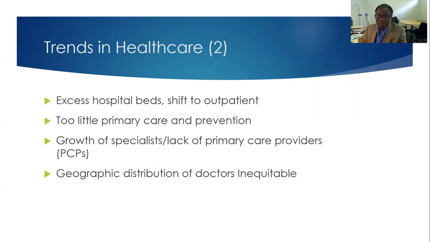Other trends in healthcare in the US include a shift to outpatient care rather than lengthy hospital stays. Reasons for this shift include reduced costs and improved patient outcomes, such as fewer nosocomial infections and faster healing times. However, this leaves an excess of hospital beds in the US.